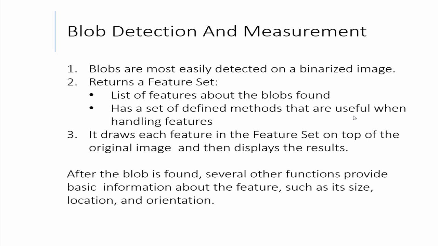Now, looking at blob detection and measurements, blobs are mostly easily detected on a binarized image, that is, a black and white image. Second, it returns a feature set, a list of features about the blobs which are found, and has a set of defined methods that are useful when handling features. It draws each feature in the feature set on top of the original image, and then displays the results. After the blob is found, several other functions provide basic information about the feature, such as its size, location, and orientation.